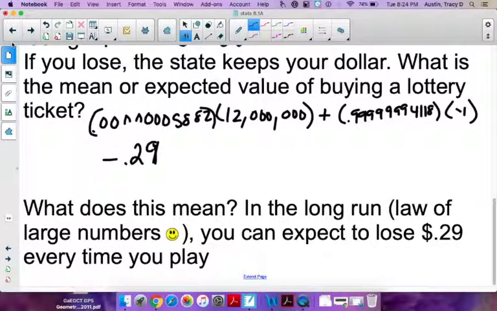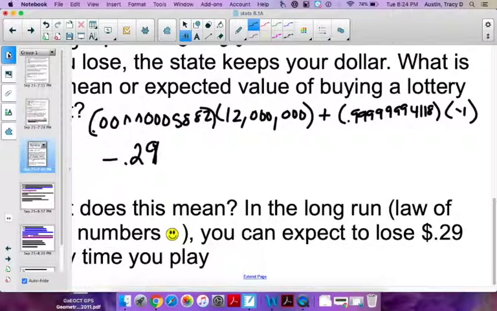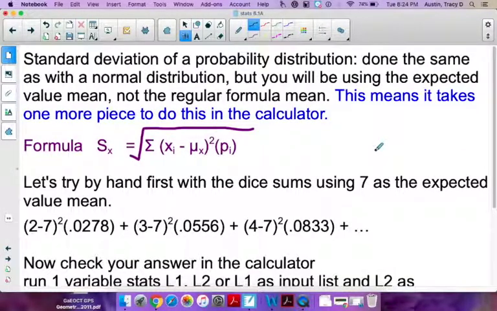Okay. And I know that seems rather weird, but that's what expected value would mean in context. And it's because it comes out negative that it actually means you're losing instead of winning. All right, so standard deviation, you already ran that in the calculator. You saw it'll give you the standard deviation of the dice or anything else.